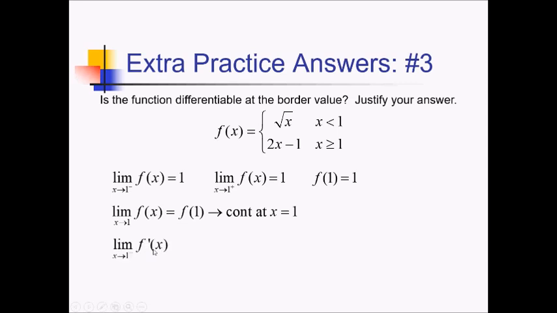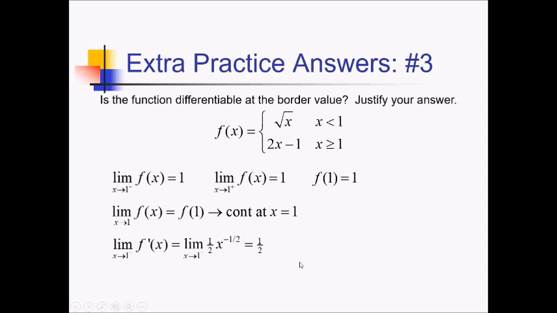Left side limit of f prime, that's just going to be, let's see, taking the derivative, we have 1/2 times x to the negative 1/2. As x approaches 1 for this function, this is just going to come out to 1/2, because you have 1 over 2 times the square root of 1.